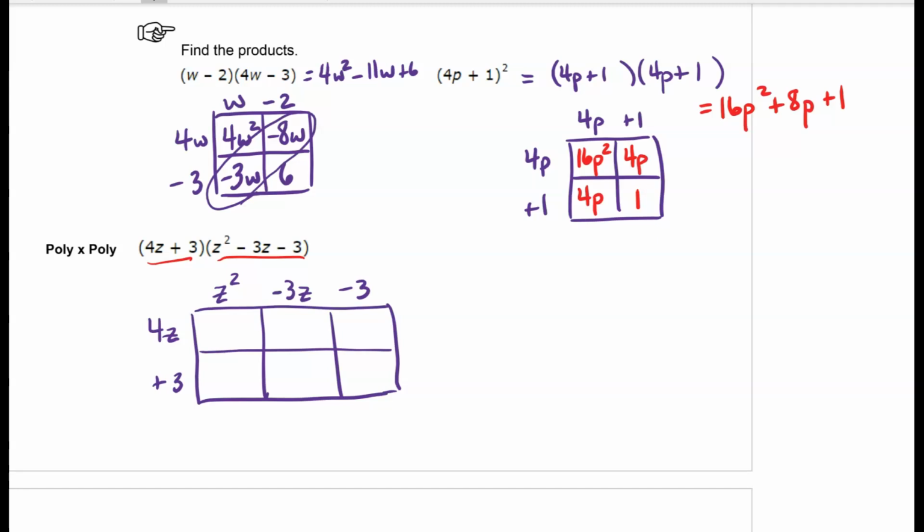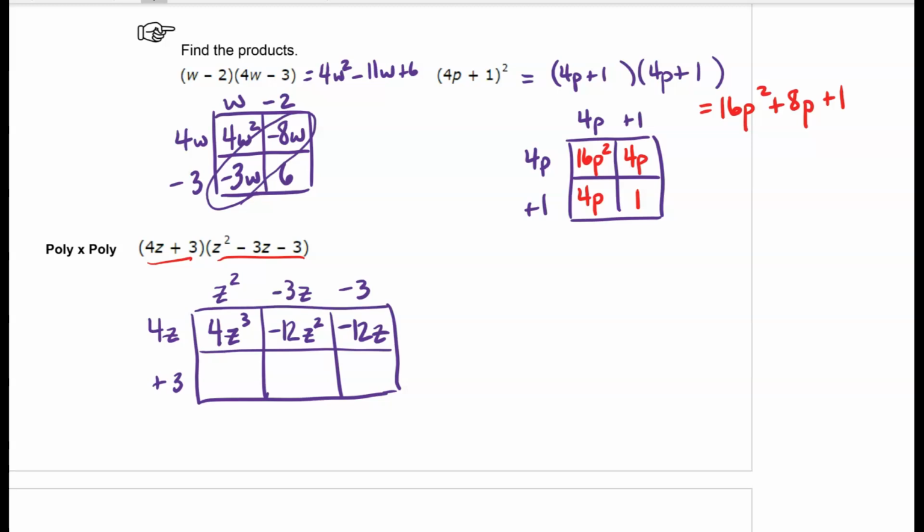So if I have 4z times z squared, then that's 4 times 1, which is 4, and z times z squared, which is z to the 3rd power. Now multiply the negative 3z times the 4z. Negative 3 times 4 is negative 12, and z times z is z squared. Negative 3 times 4z is negative 12z.